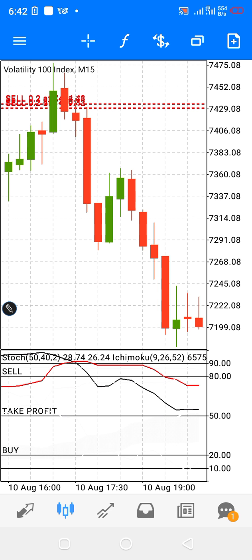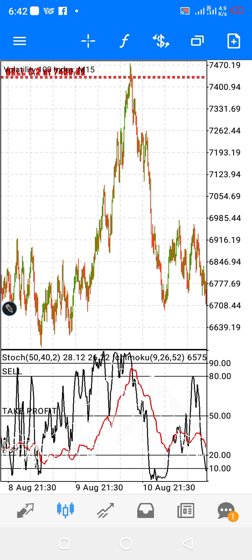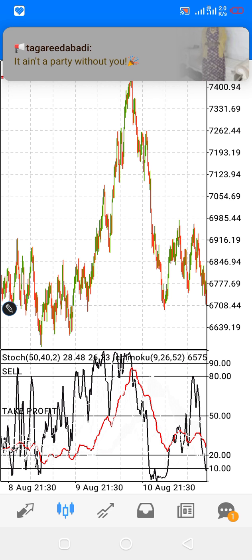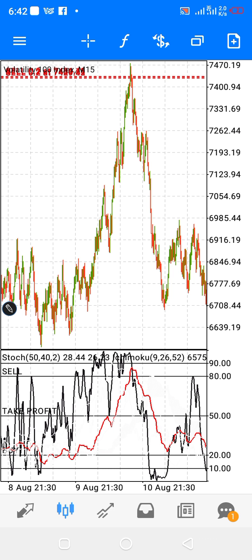But if your account is so low, you may lose your account. So you have to understand the lot size you should put in every trade. And then here too, you can even set your stop loss or take profit.